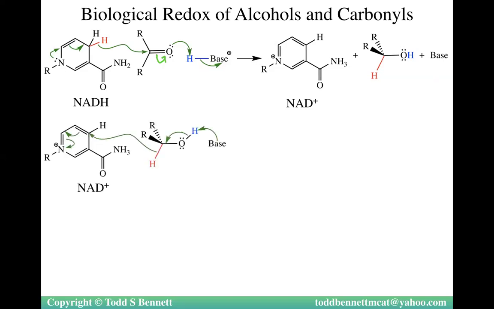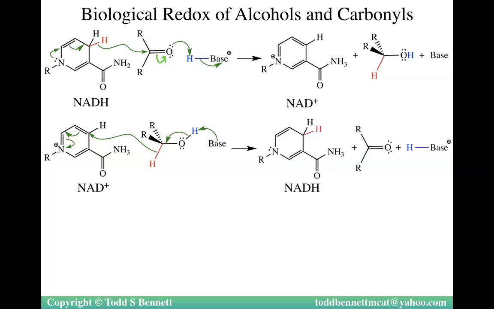So biological cases, we have NADH and NAD plus. So going in just the reverse direction, NADH going to NAD plus does one thing, NAD plus going to NADH, just the opposite. A base comes in, plucks off that H, those electrons go in, pushing that H to that point, it moves back over. So it's pretty much just NAD plus going to NADH. It's getting reduced, so the other compound must be getting oxidized. Hence, we're going from an alcohol to a ketone. But it goes the other way as well.